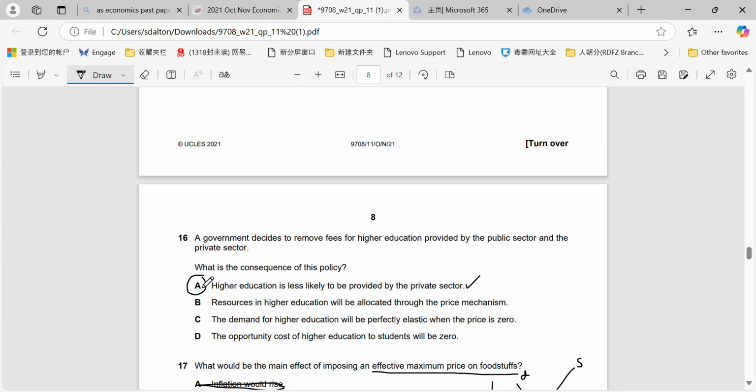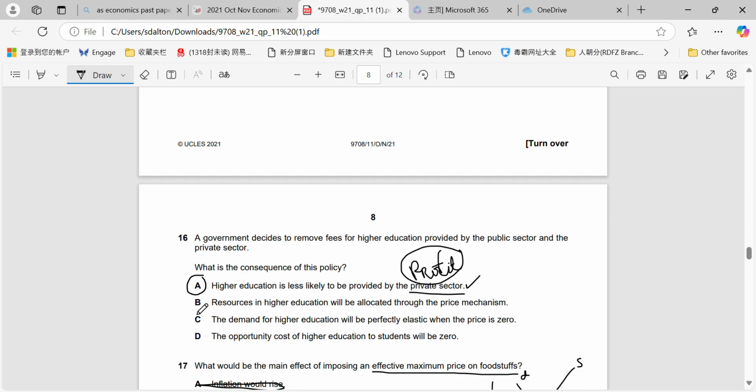Why is that? Private sector, remember, is incentivized by profit. So if the government is removing higher fees and they're capping the fees that can be charged in the private sector, then essentially they're reducing the profit that the private sector can obtain. So higher education is definitely going to be less likely to be provided.